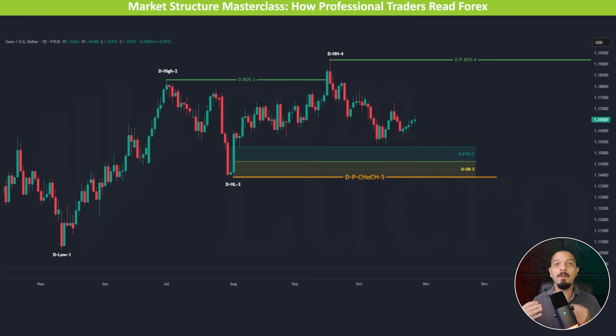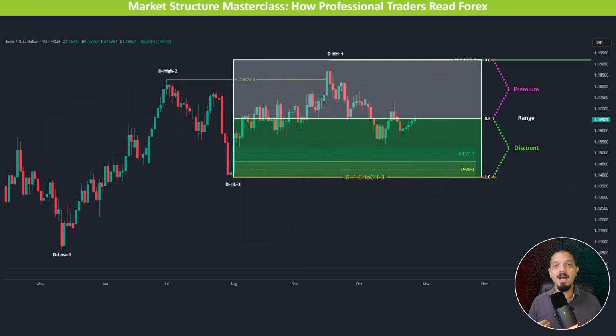At the moment, the most recent completed impulse on the daily structure is the movement from Daily Higher Low 3 to Daily Higher High 4. Because of this, the active trading range on the daily chart is defined by these two levels. The lower boundary of the range is Daily Higher Low 3, which also corresponds to Weekly Higher Low 5. The upper boundary of the range is Daily Higher High 4. Price is currently retracing inside this range while interacting with mitigation zones created during the impulse.